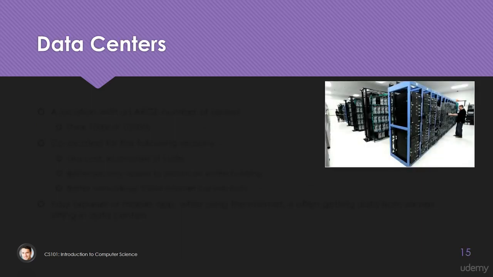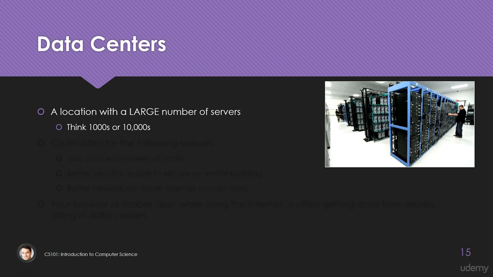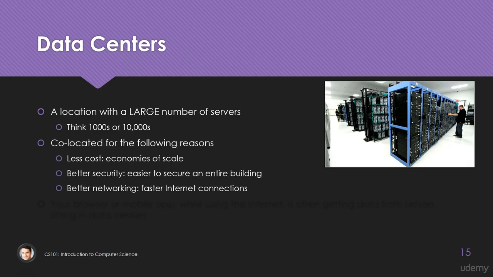Data centers. Now, we talked about one server or a few servers. Think of a location that has a huge number of servers, right? Like places like Facebook and Google, which are serving billions of users on a daily or monthly basis. So you need a huge number of servers. You need thousands or tens of thousands of computer servers to serve all these users with the data that they are requesting. So these are data centers that are in one location.